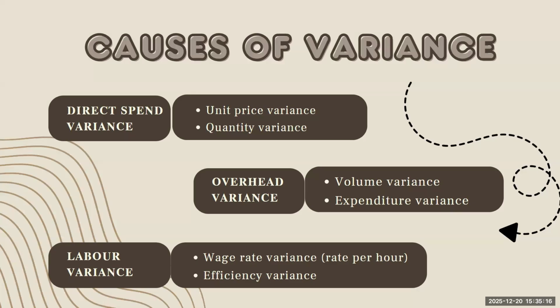So when we see that there is variance and we understand where the variance comes from, then we can adjust our plan. If the budget for direct spend is about to be surpassed, then we can adjust by increasing the budget because the unit price is also increasing, or we can cut down on the quantity and keep everything under control. The same applies to labor variance and overhead variance.